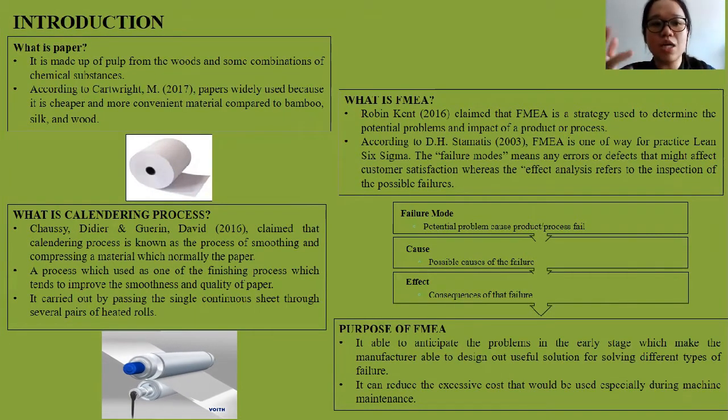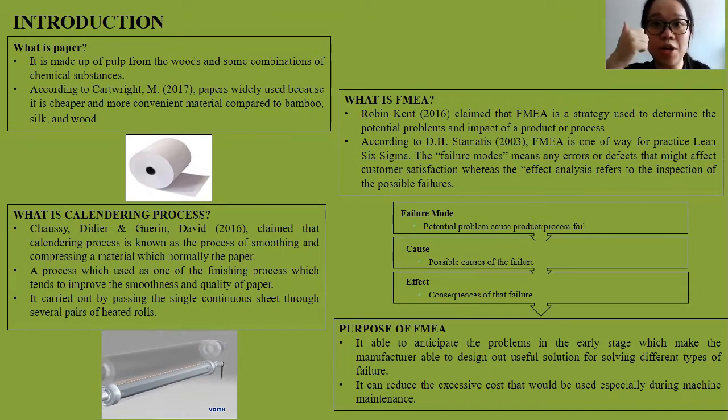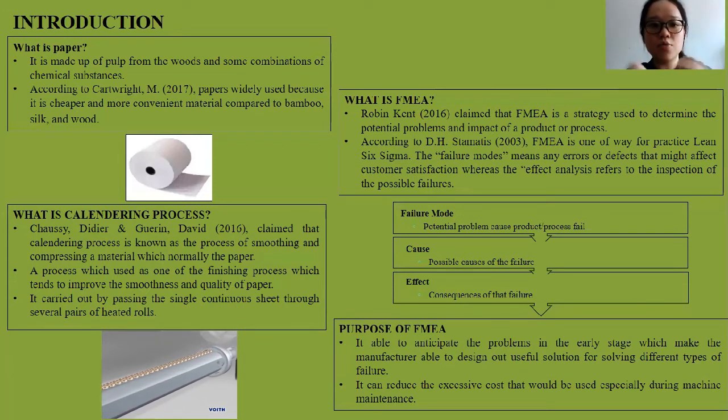According to Chelsea Didi and Green David, they claim that the calendaring process is known as one of the processes of smoothing and compressing a material, which is normally paper. It is also used as a finishing process which tends to improve the smoothness and the quality of the paper. It is carried out by passing a single continuous sheet through several pairs of heated rolls.